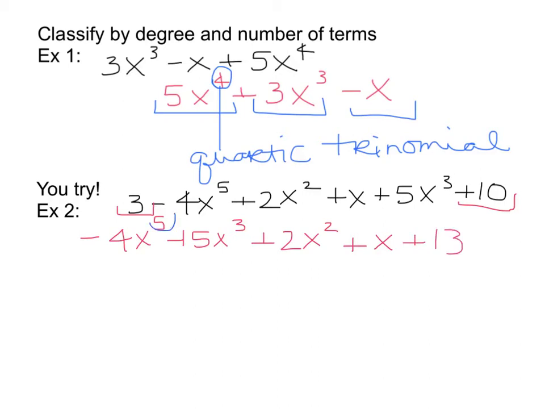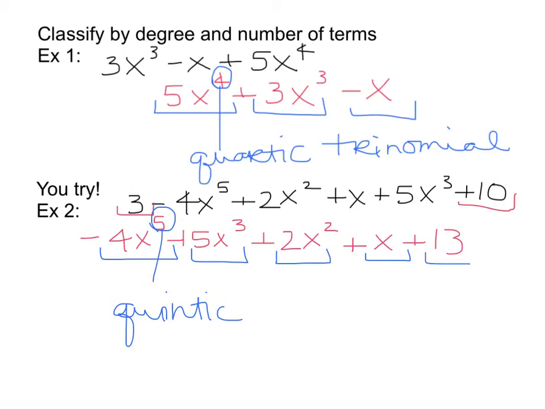The highest exponent is a 5, so this is considered quintic. And then negative 4x to the fifth, 5x to the third, 2x to the second, x, and 13. There's 1, 2, 3, 4, 5 terms. So we consider this a quintic polynomial with 5 terms.